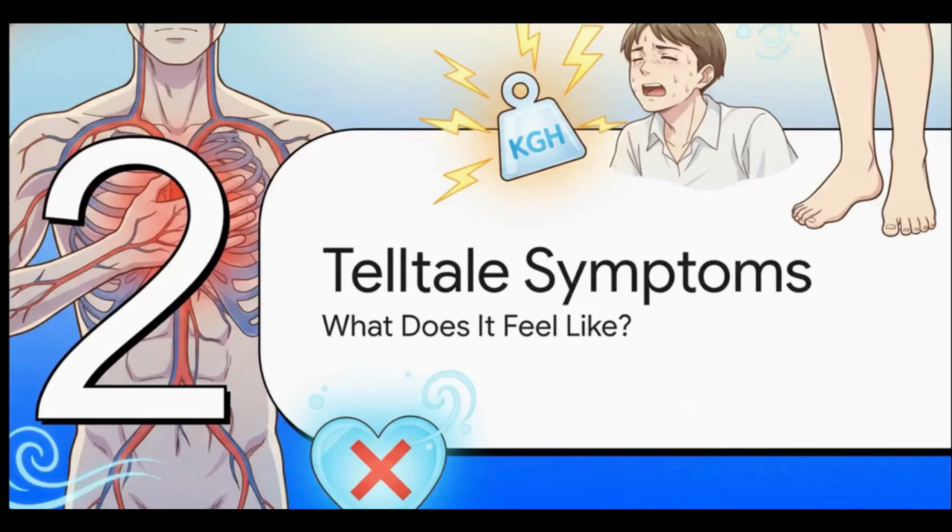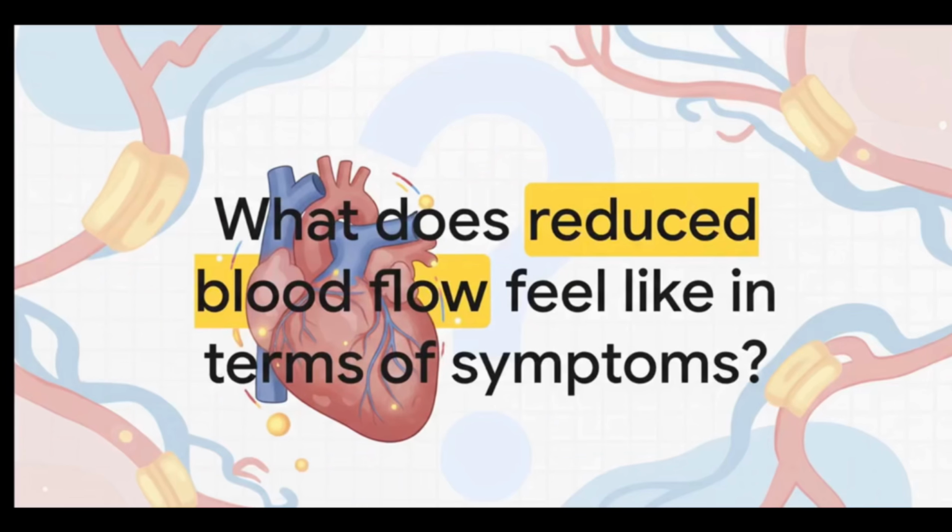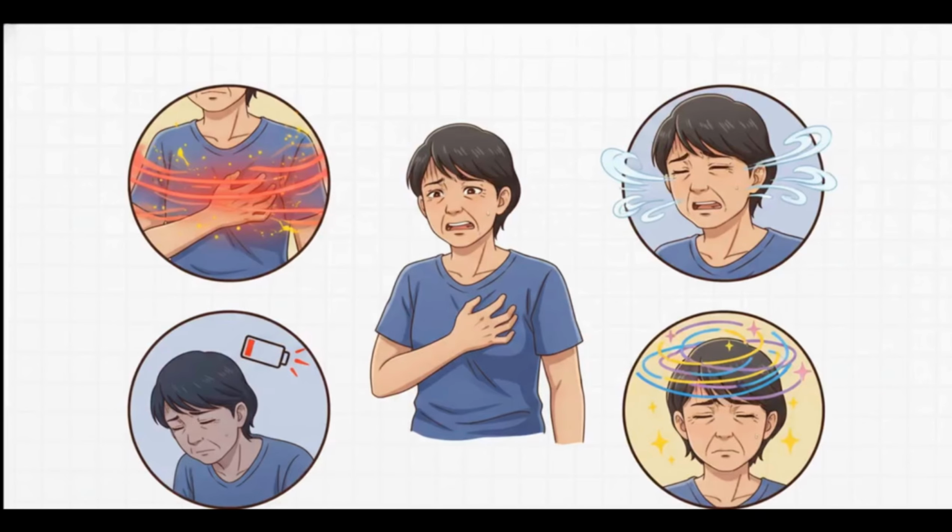Coronary artery disease typically develops gradually over the years, and symptoms usually appear as a result of that reduced blood flow. So, what does that actually feel like? The most common symptom is chest pain, also known as angina. It often feels like a squeeze and a pressure-like sensation in the chest, and it happens because the heart isn't getting enough oxygen to meet its demand.